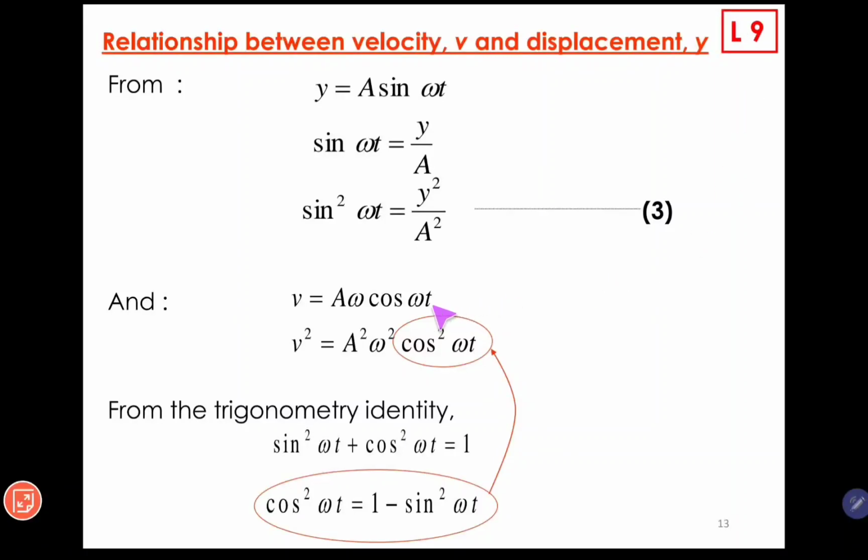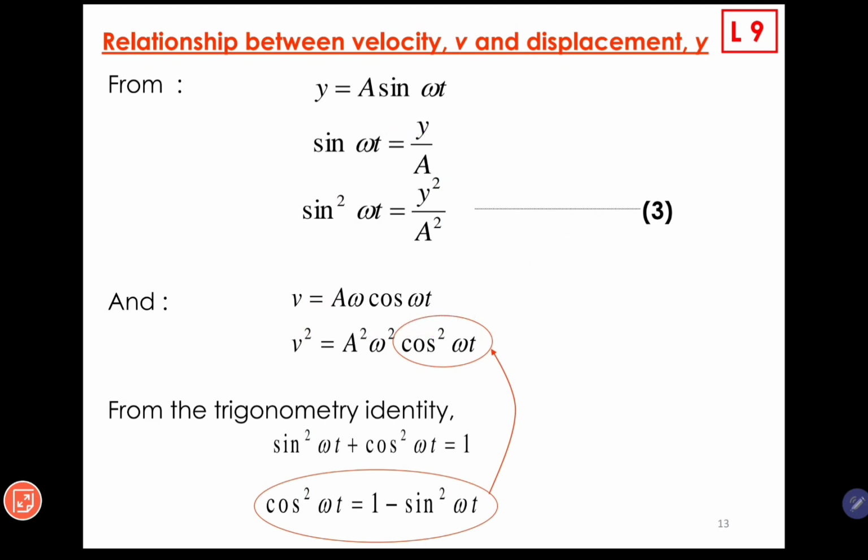Okay, just now we have derived the equation of v in terms of t. So by giving you time, we may calculate the velocity, isn't it? But can we calculate velocity by giving you the displacement? How is it? What is the equation? So we may derive the second equation of velocity, which is in terms of y or displacement.